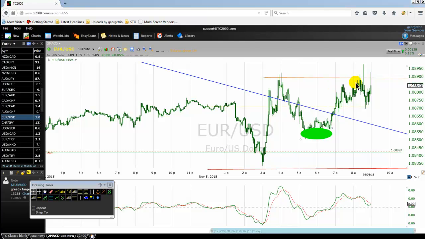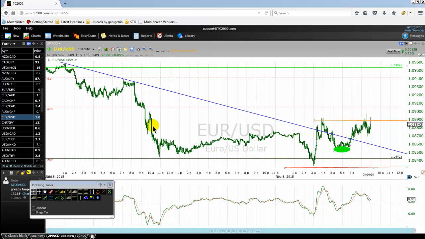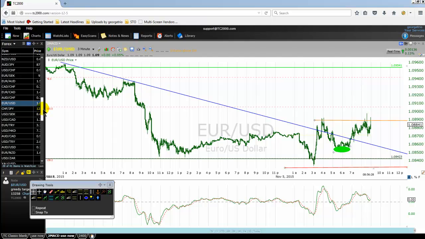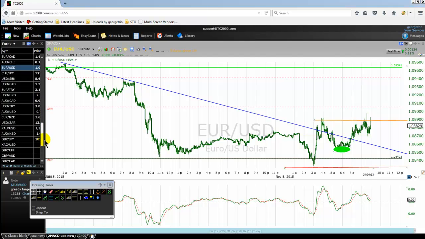It's not bad, all right? Bullish for the euro. I'm bullish towards the euro, and I want to sell the Australian dollar. Let's bring back the Australian dollar, US dollar currency pair. Okay, it's here.